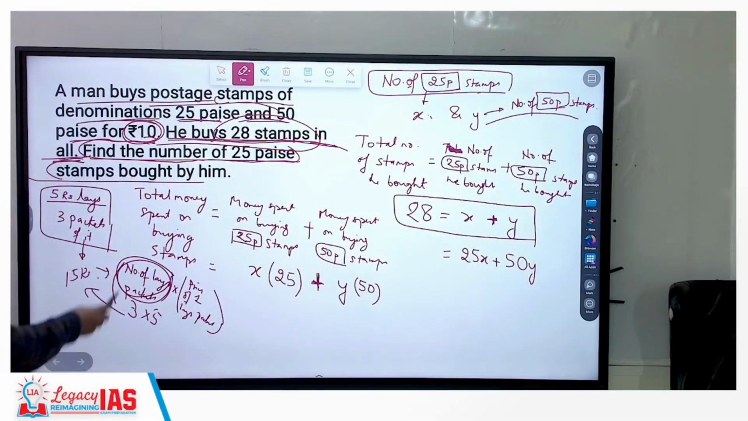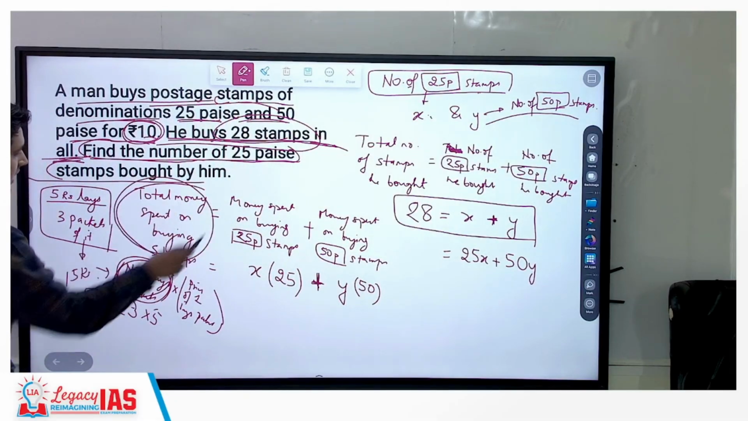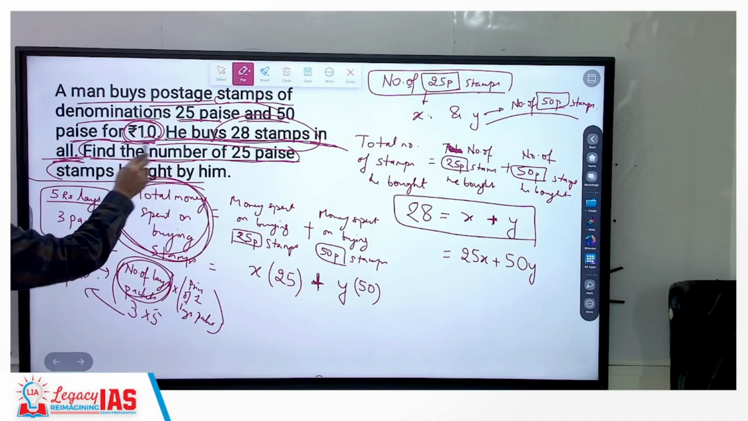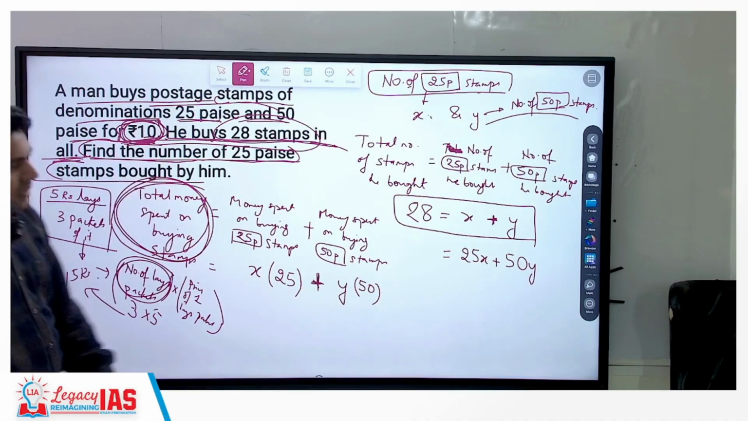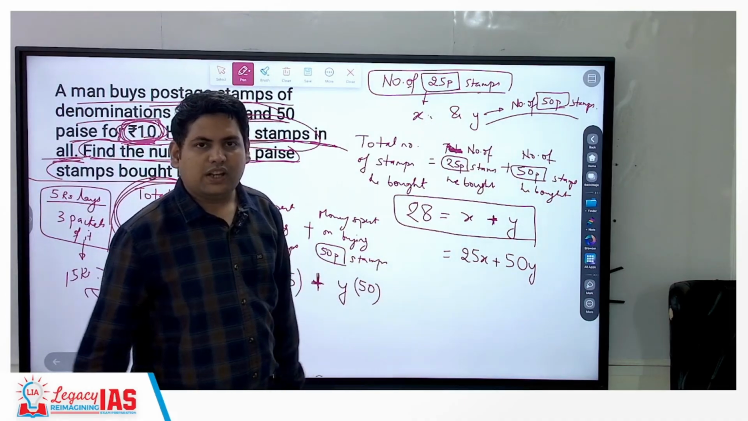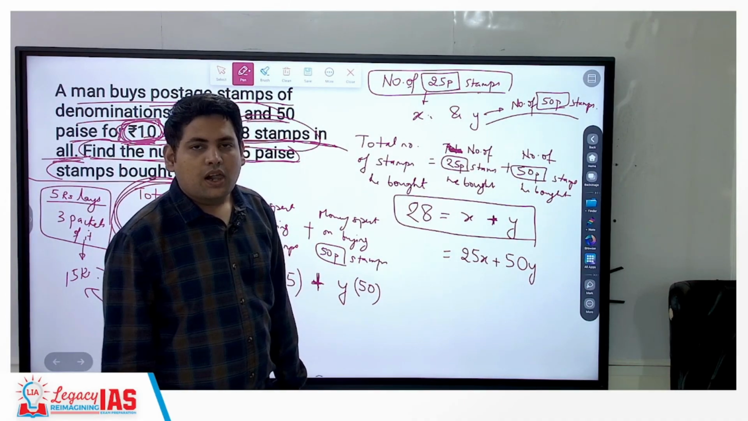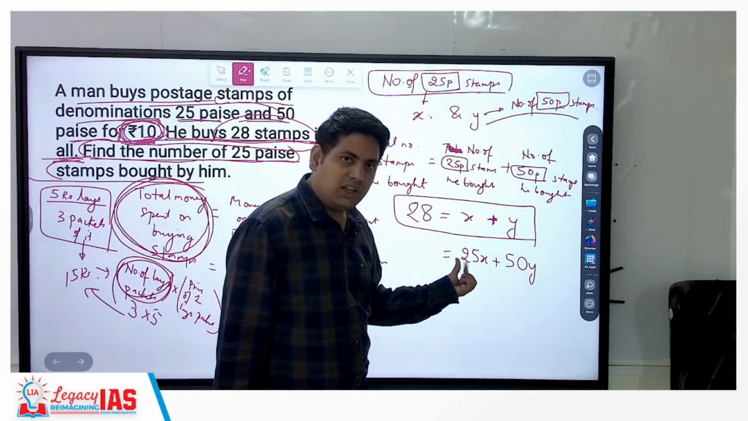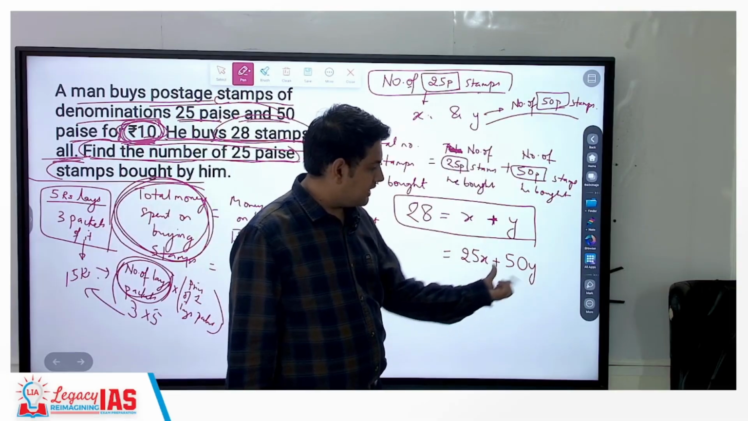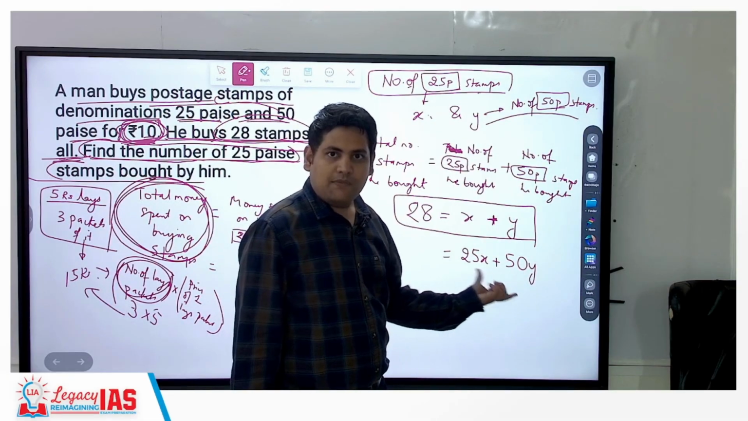Now, what should come here? What is the total money spent on buying stamps? It is given in the question that the total money spent on buying these stamps is 10 rupees. But you cannot write 10 here. Why can you not write 10? Because that 10 is in rupees. What we have used here is paise, 25 paise, 50 paise. Correct? So that is in rupees.